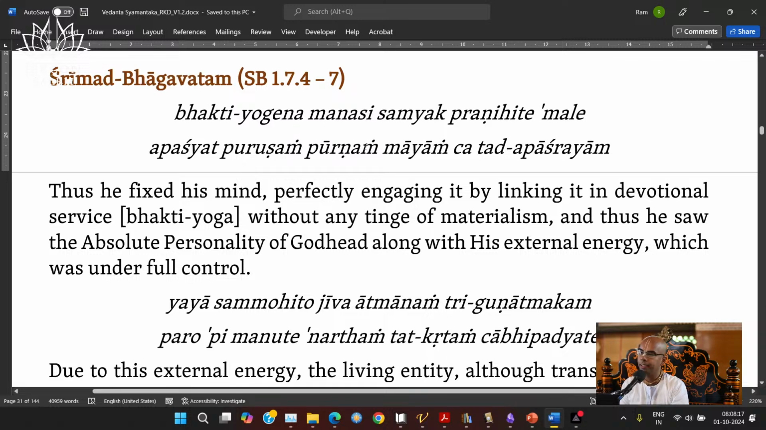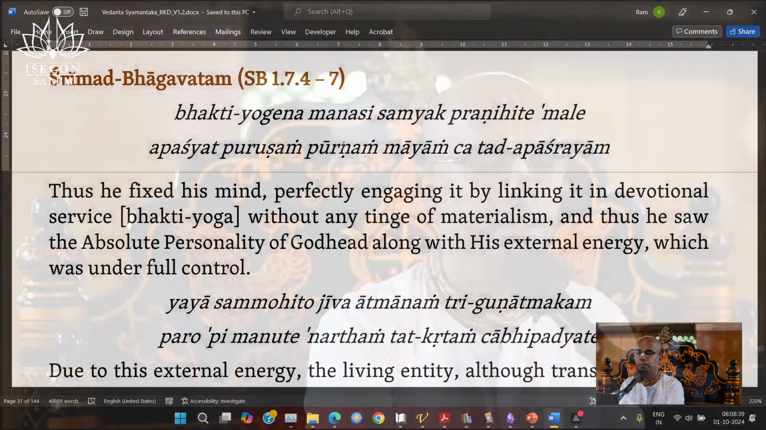The verse goes, Bhakti Yogena Manasi Samyak Pranihite Amale, Apashyat Purusham Purnam Mayam Cha Tad Apashrayam. So the context is that Vyasadeva is unsatisfied with the work that he has done till this point, before compiling Srimad Bhagavatam. He has compiled Mahabharata and Vedanta Sutra. And at that time, Narada Muni comes and instructs him that because you have not exclusively glorified the pastimes, activities and glories of the Supreme Personality of Godhead, that is why you are feeling morose.